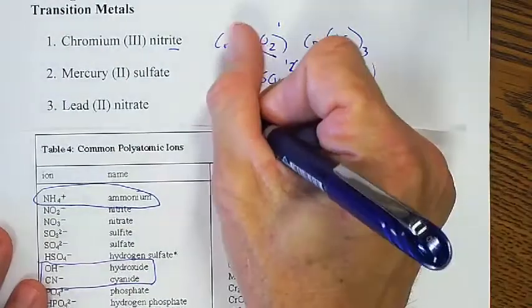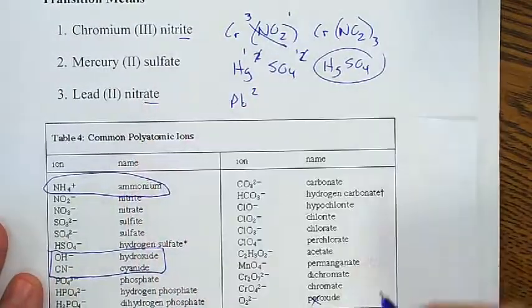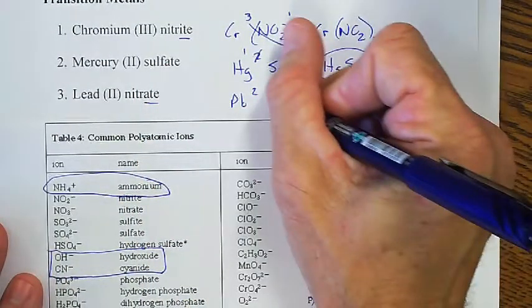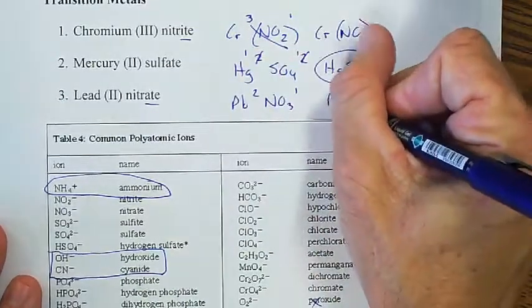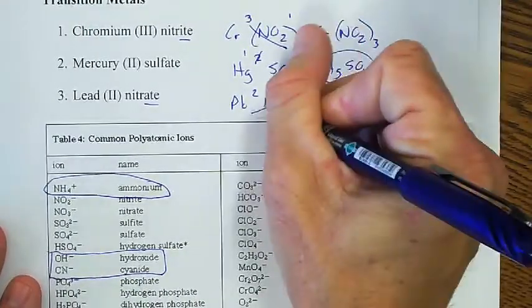Lead 2 nitrate. Again, lead is Pb, charge +2. Nitrate, again, is a polyatomic. It is NO3, 1. There's nitrate. Cross the charges. Again, we're bringing a number down larger than 1 below a polyatomic ion. Got to put it in parentheses. We're doing that every single time.